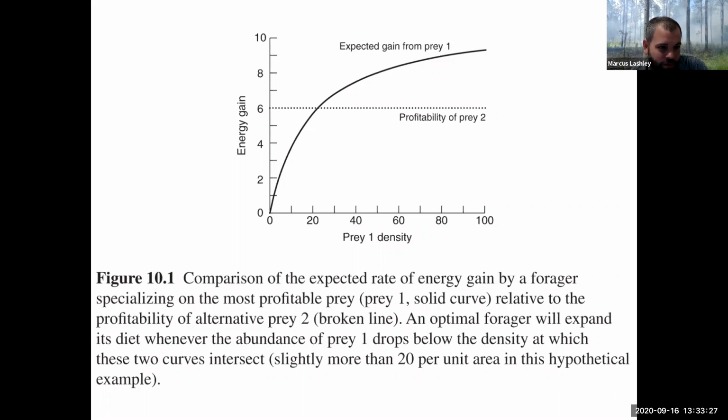So if prey one is really not very abundant, it's more profitable. You see this little region right here, it's more profitable for the predator to eat prey two until it reaches this threshold in density, and now it's more profitable to eat prey one. So the prey one in this case is the preferred prey, but profitability is depending on how easy it is to get those prey, right? So all this is telling you is that the preferred prey is dictating what the predator selects. It is not dependent on the alternative preys.